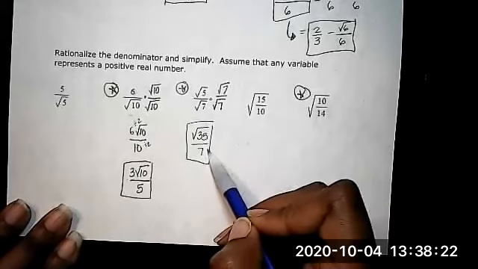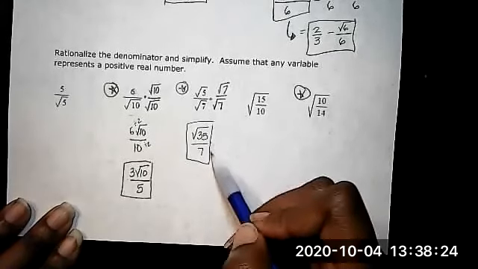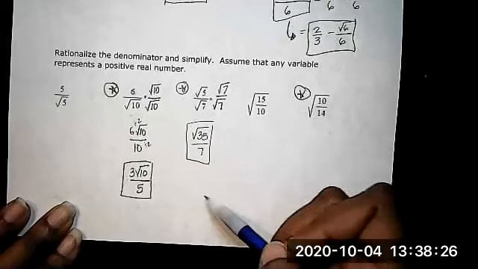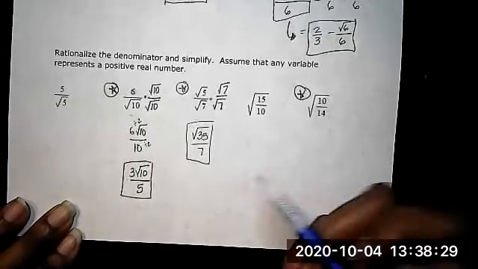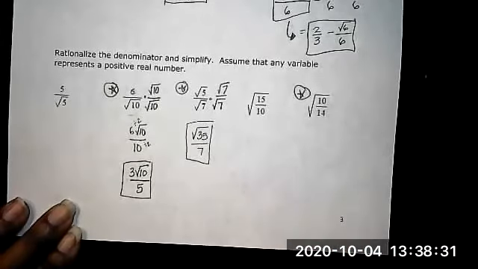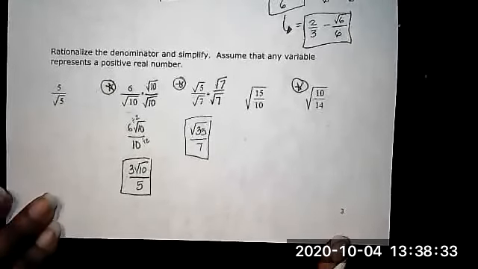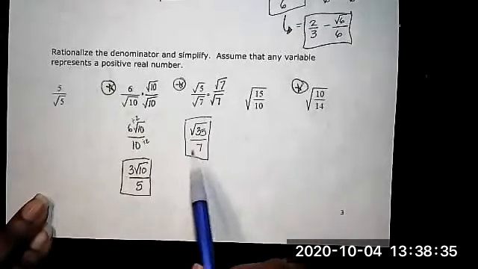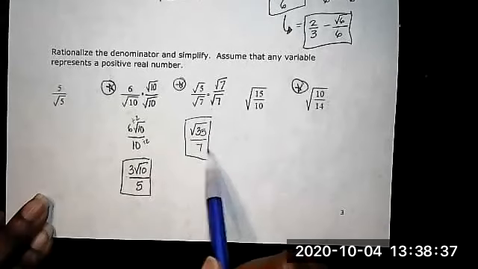If there's no radical at the bottom and I can't simplify anything going on, then I'm done. I can have this as an answer. It looks ugly, but it can be an answer of mine because I did the correct procedure, and now there's no radical at the bottom.